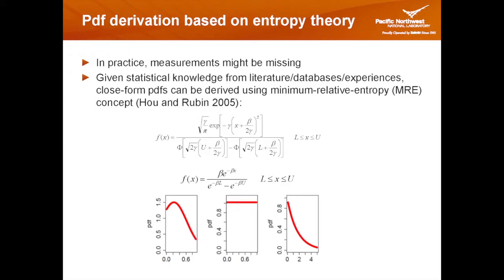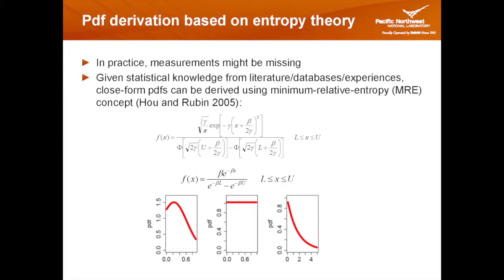Actually, we have a basis here, which is information theory. Given statistical knowledge from the literature, from other people, papers, articles, or from a database, or from experience, you can always derive a closed form. Closed form means we use numbers to describe the curve. It can be derived using minimum relative entropy theory. It's not just my development, it includes a huge group of people.